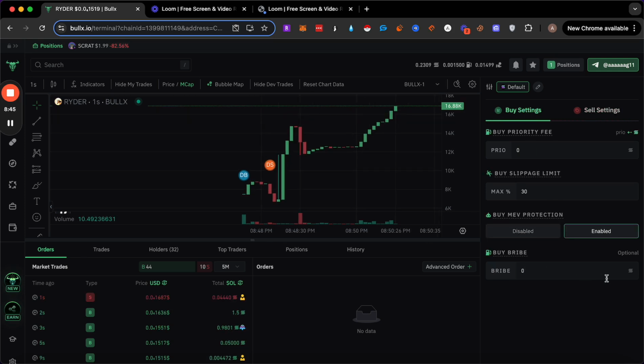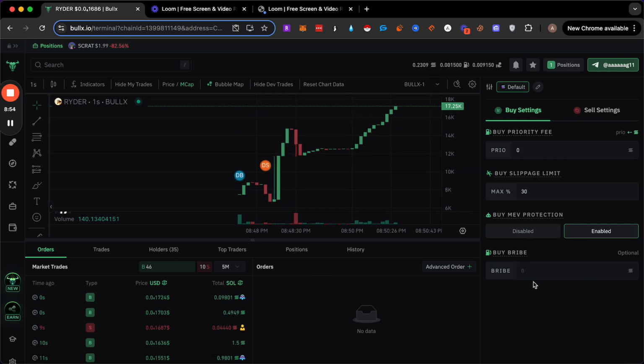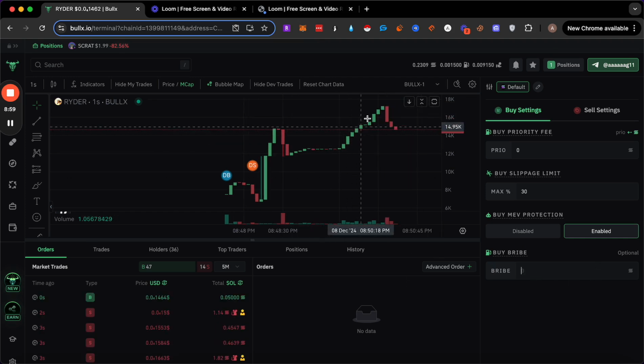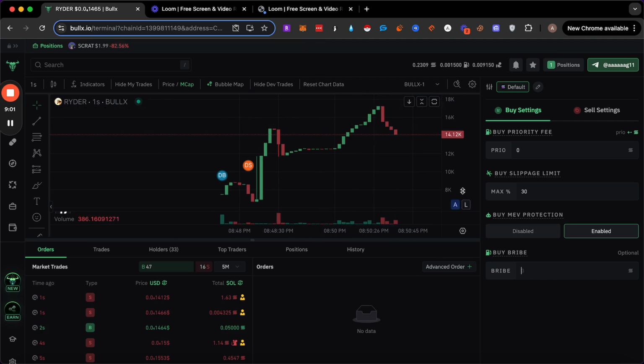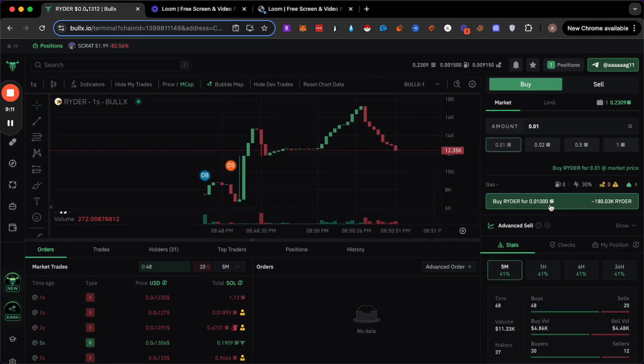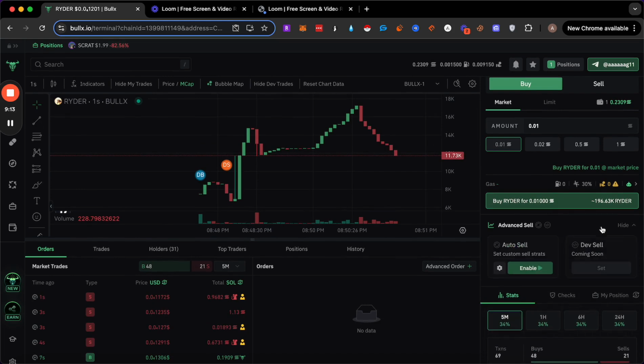And then the buy bribe right here, you can set this higher if you want to get your trade in faster. So this is basically just like setting gas to get your trade in faster. If you're trading on a shitcoin, you might want to set this higher depending on what it is. Like let's say you're at the top here, you probably want to set your gas high so you can sell as soon as possible, get as much profit or lose as little money as possible. So there's the buy and sell settings. I don't really touch those too much. I just keep those at default for the most part.